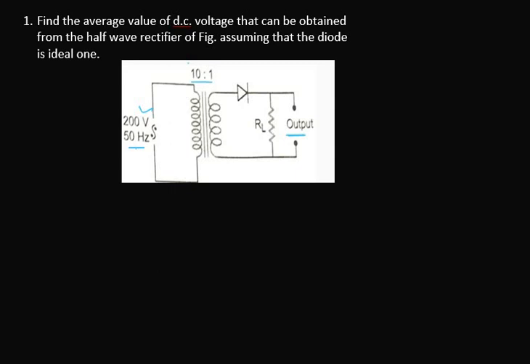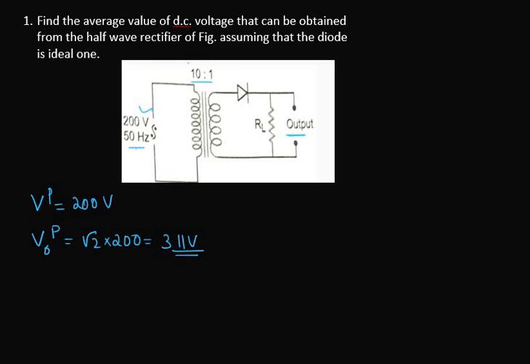So over here we can say that the primary input voltage is equal to 200 volt, and the peak value of the primary voltage will be equal to √2 into 200 volt, which will be equal to 311 volt. So this is the peak value of primary voltage. Now we need to find out the peak value of secondary voltage, and after that we need to find out the DC average value. So first we will calculate the peak value of secondary voltage.